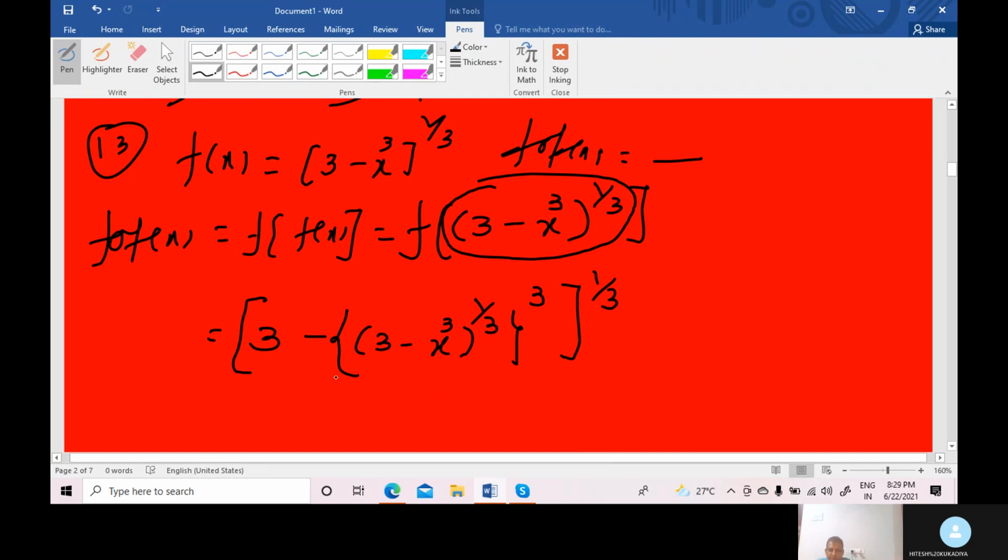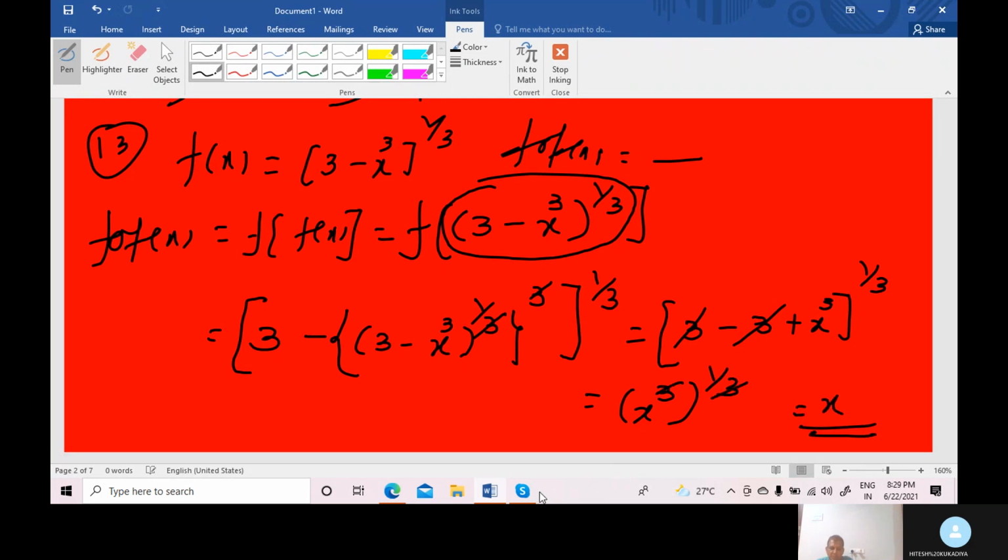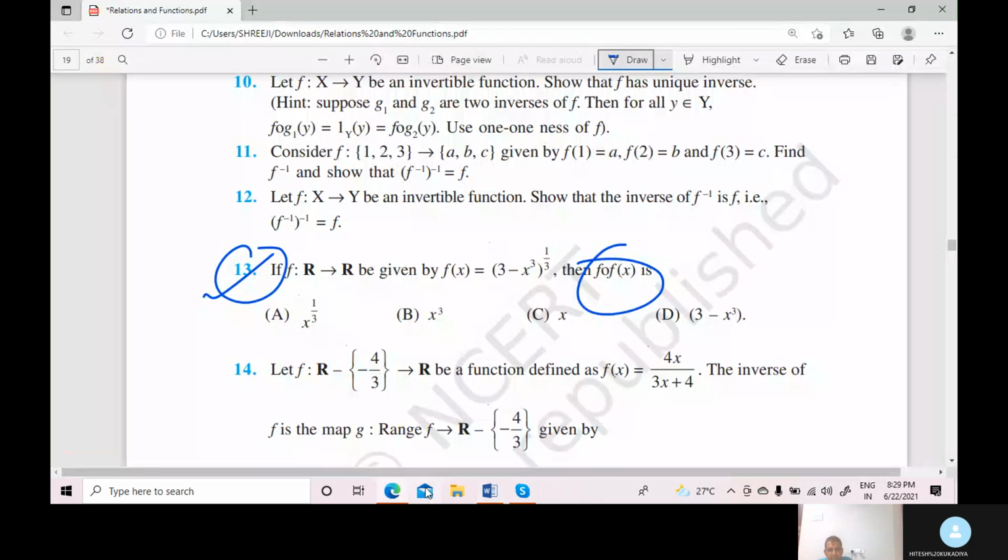Now first we open the curly bracket. Open the curly bracket, so power of the power cancels. Now open the bracket: 3 minus, open here, so minus 3 plus x cube, raised to 1/3. So the 3 again cuts. x raised to 3 whole power 1/3 cuts. So the answer is we get only x. Okay student, clear? So here we discuss the f o f(x). The answer is option C. Okay.